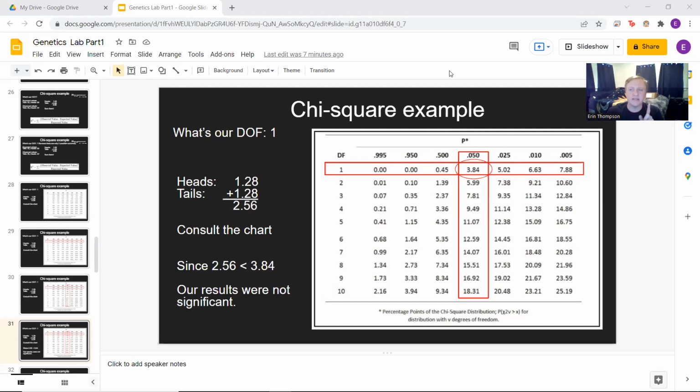What this means is that our results are not different enough from our expectation to show that this coin is unfair. I'll say that again. What this means is that our results, our observed values, were not different enough from our expected values to show that this coin was unfair.